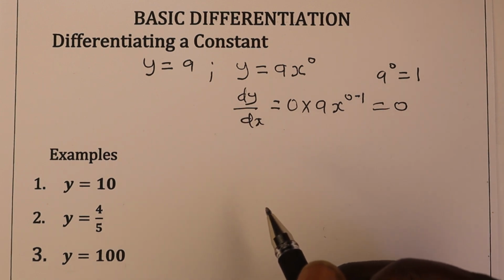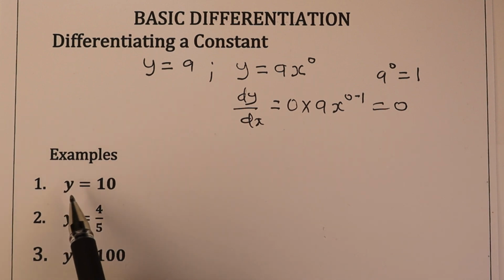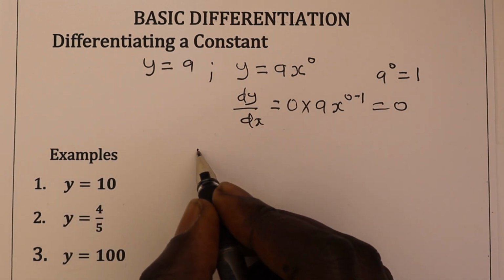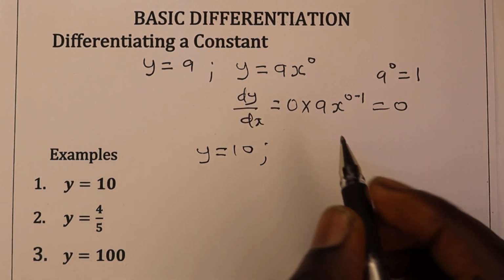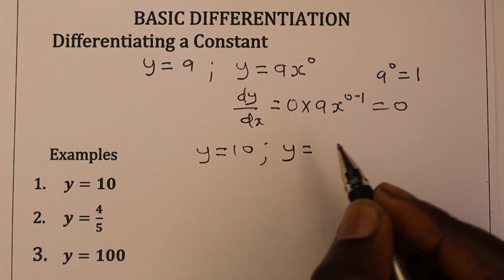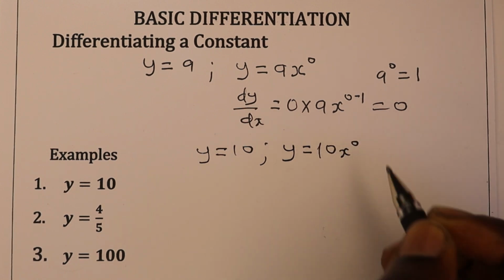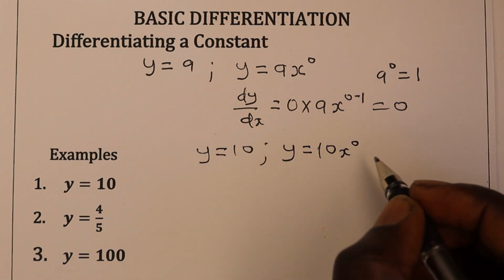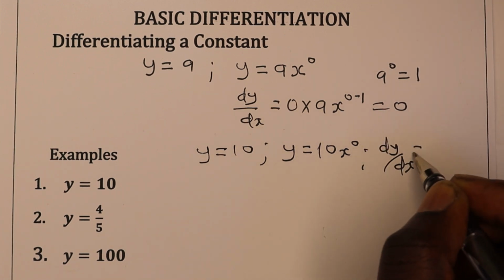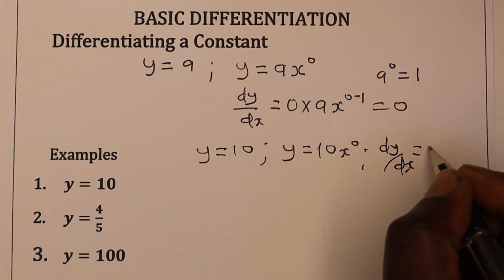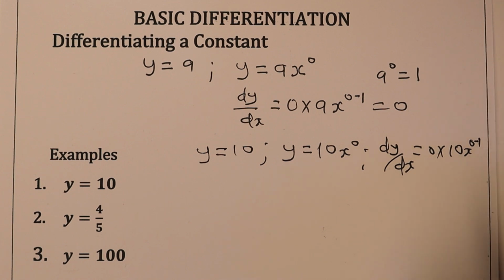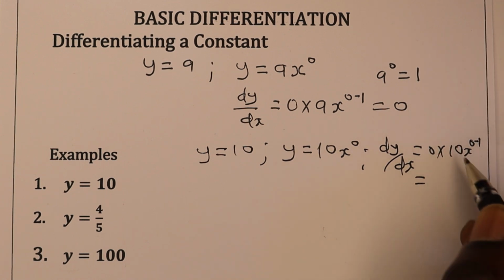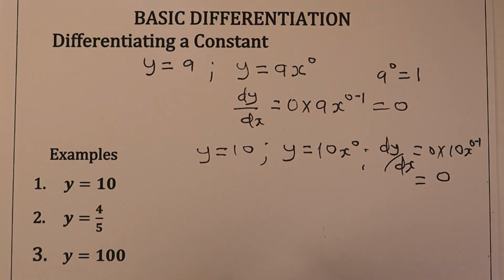Let us look at the various examples that we have. Example 1, differentiate the function y is equal to 10. Like I said, it is better to write this as a normal function, just that the x is raised to power 0, so that dy dx is 0 times 10x raised to the power 0 minus 1. You'll find that because you have multiplied by the 0, the answer there will be 0. It does not matter what the nature of the constant is, whether it is a fraction or a big number. If you differentiate that, you are supposed to get 0.